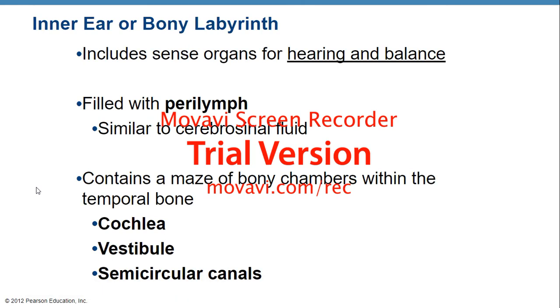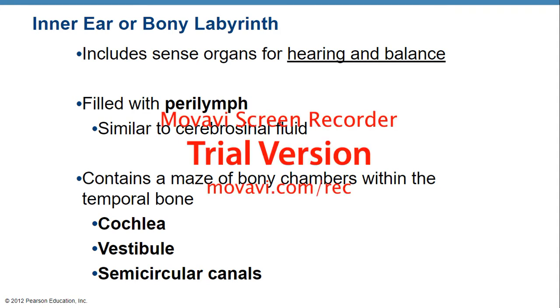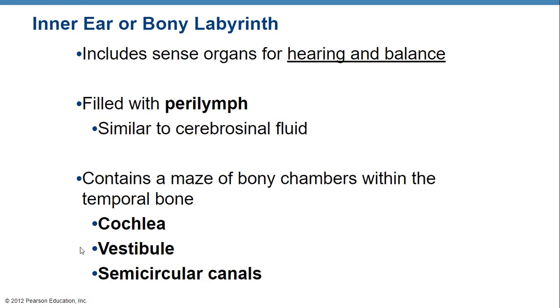So the inner ear or bony labyrinth includes sense organs for both hearing and balance. So remember, the inner ear has hearing and balance. It's filled with perilymph, similar to cerebrospinal fluid, and contains a maze of bony chambers within the temporal bone. So you have your cochlea, which is going to deal with the hearing, and then you have your vestibule and your semicircular canals, which are going to deal with equilibrium.